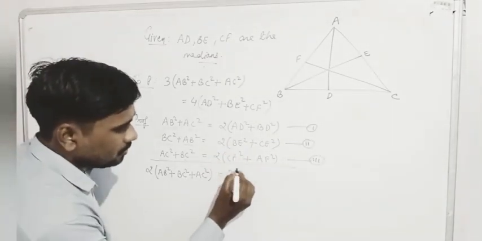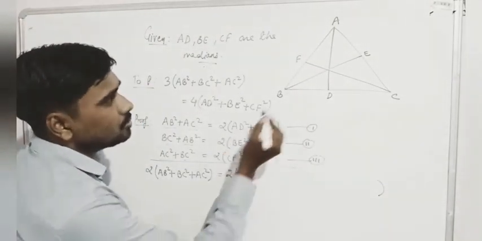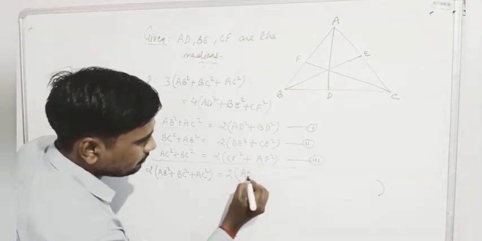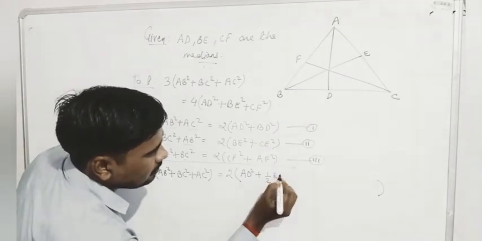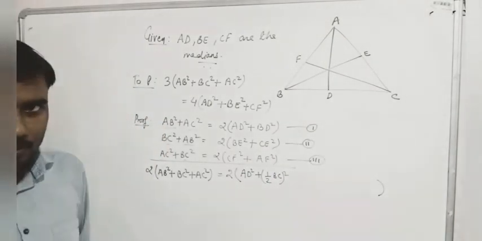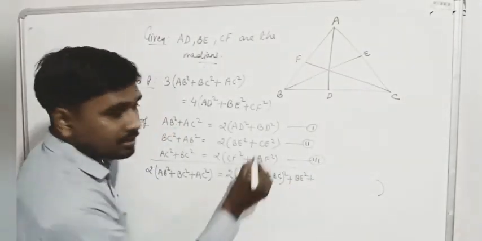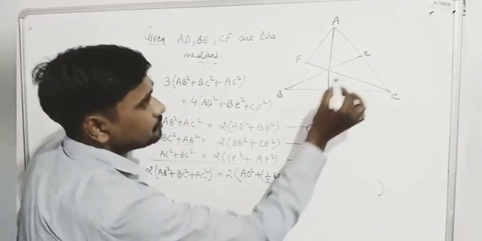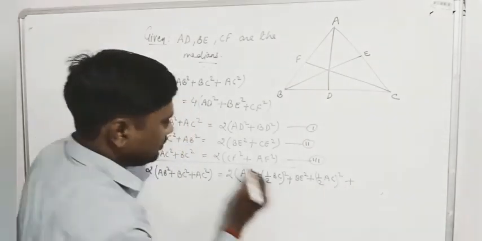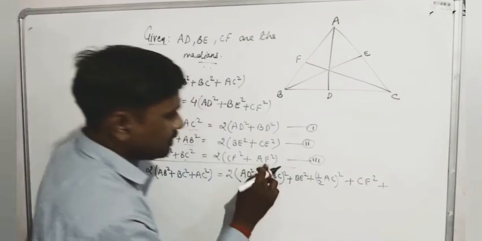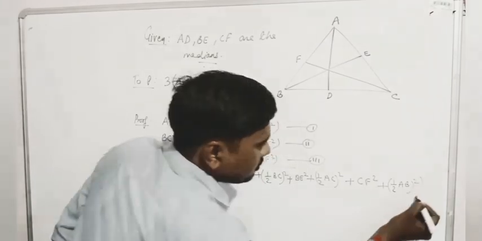So you can take 2 common and all the 6 things will be inside this bracket, that is AD square. So you can write AD square is median plus BD square, you can write BD as half BC. So half BC whole square. Plus BE square, this is the median, plus CE square. So you can write it as half AC whole square plus CF square plus AF as half of AB. So half of AB square.